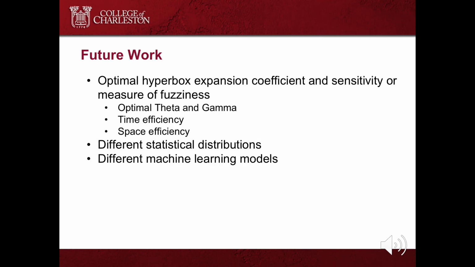For future work, we recommend the following. One is to find the optimal theta and omega in terms of time efficiency and space efficiency, but also in terms of accuracy for different statistical distributions. The other area that we believe there is room for research is using the fuzzy min-max neural network and the enhanced fuzzy min-max neural network for classifying statistical distributions different from the ones we studied in this paper. And finally, we think there is room for research in using different machine learning models and classifiers for classifying statistical distributions. This brings this presentation to a conclusion, and I appreciate your attention, and we are open to questions.